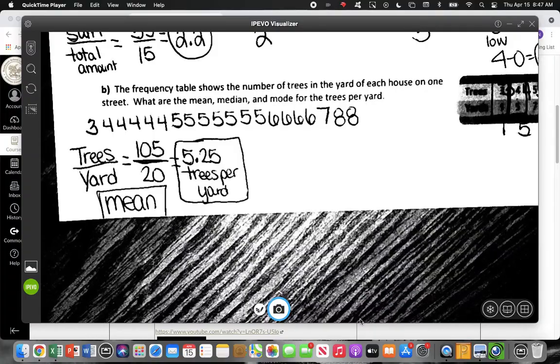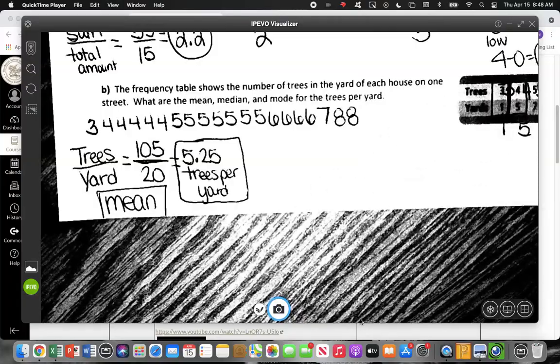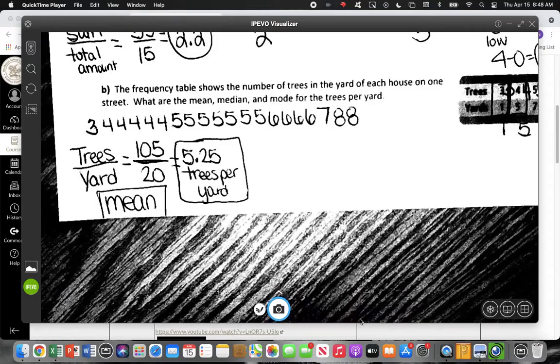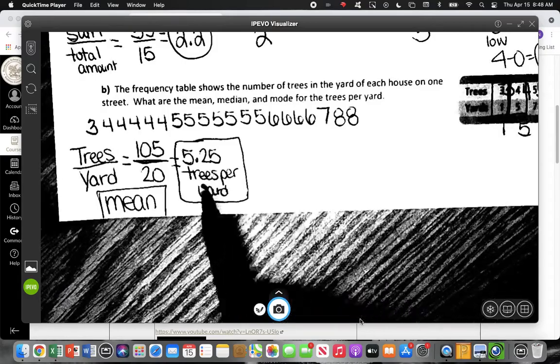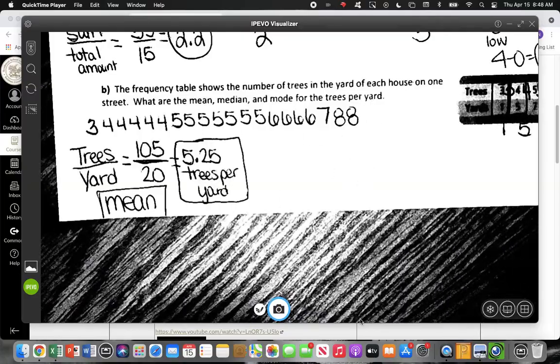All right, so that was the mean. We've got to do median and we've got to do mode. So let's think about this. If there are 20 yards, if we split it right down the middle, how many numbers in the list would be on each side? If there are 20 yards total, what's the middle of 20?